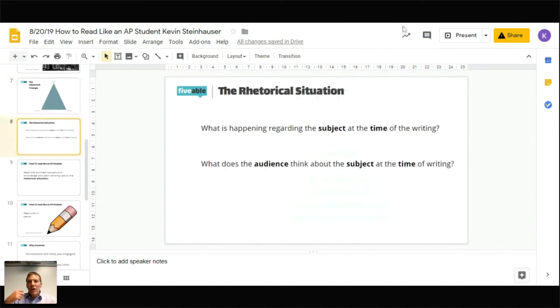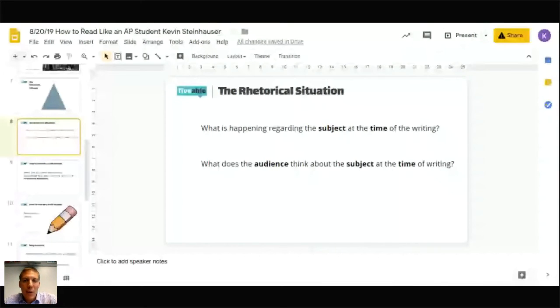So let's actually break this down to the most important things I want you thinking about. You'll hear it called the rhetorical situation. You'll hear it called occasion. There's lots of words that describe the primary thing I want you thinking about. Number 1, you have to be thinking about what is happening at the time of the writing about the subject.